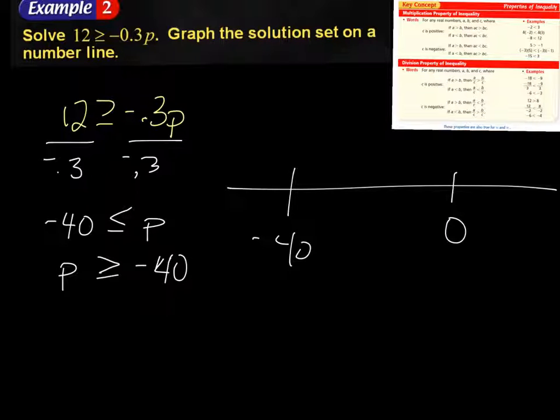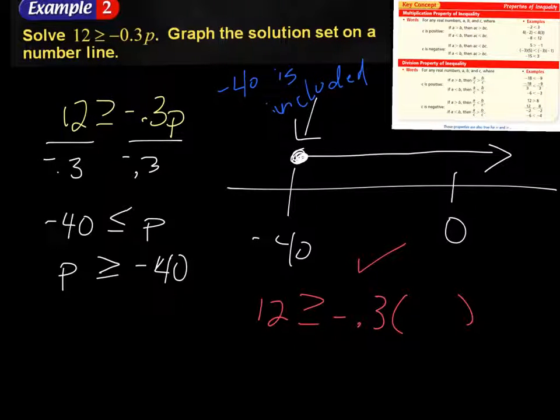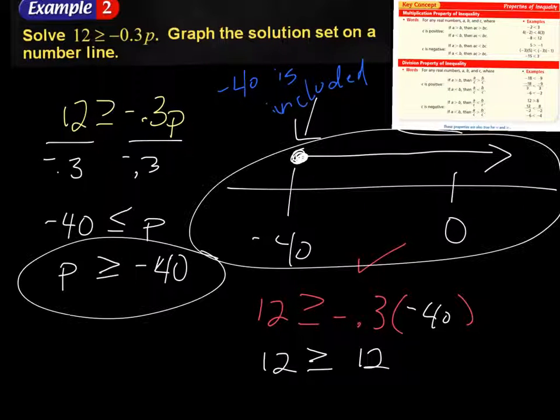And this time it's greater than or equal to, so I need a closed circle because the -40 will be included. This time, since my inequality is greater than or equal to, I can actually put in just -40. And on the calculator, I can see that 12 does in fact equal, so it's greater than or equal to -3/10 times -40. A negative times a negative is a positive, so that is 12. So I'm once again satisfied with my two forms of the answer.